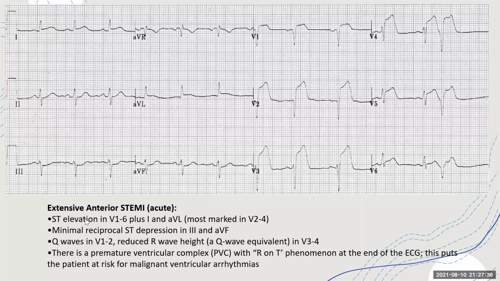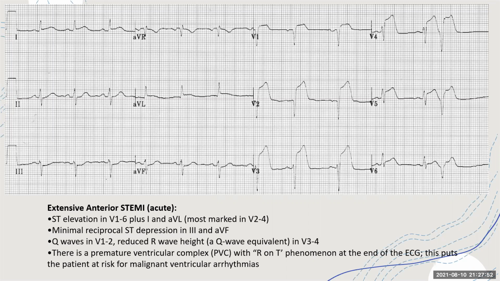Now they are saying minimal reciprocal ST depression in 3 and AVF. You remember I told you before, whenever the word reciprocal comes, always think that reciprocal means that in the same ECG you will find ST elevation and ST depression together.